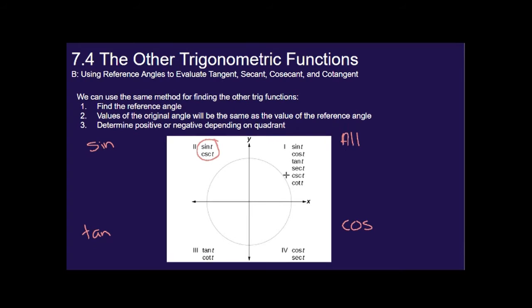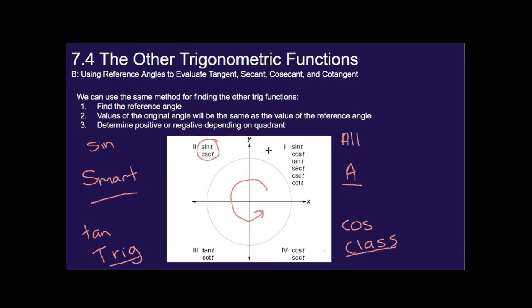We're going to start in quadrant 1, and we're going to work our way around, and we're going to come up with a mnemonic device. Okay, so the mnemonic device is A for all, smart for sine, trig for tangent, and class for cosine. So our sentence says A Smart Trig Class. That's what you guys are, okay? So a smart trig class.